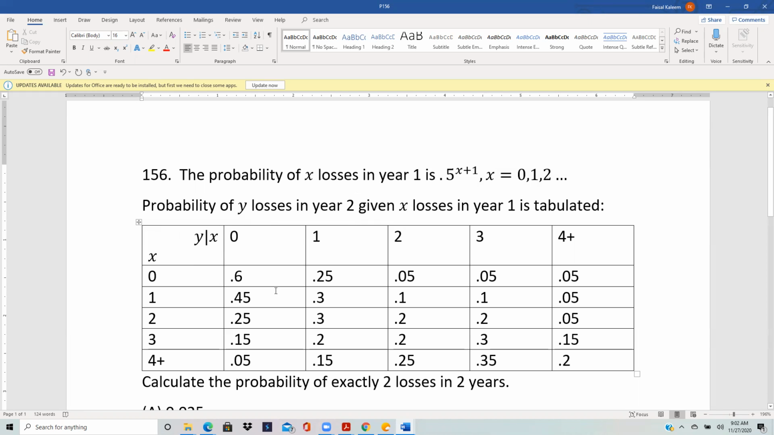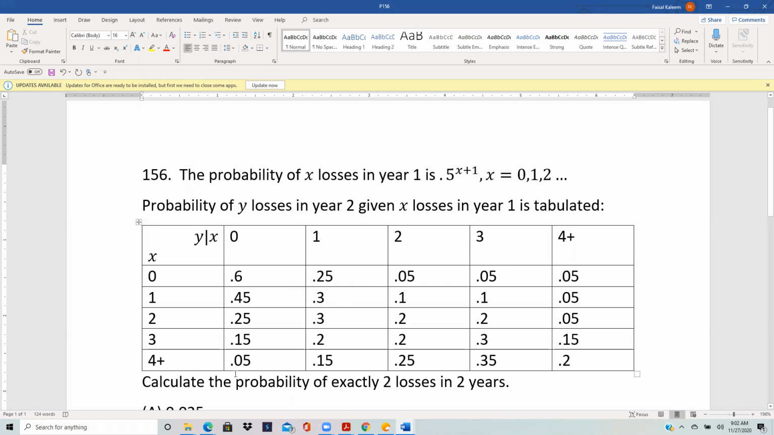So the way to read it is, for example, if you want to find the probability that Y is 3 given X equals 1, then you will look at Y equals 3 and you will look at X equals 1. And so the probability Y equals 3 given X equals 1 would be 0.1.